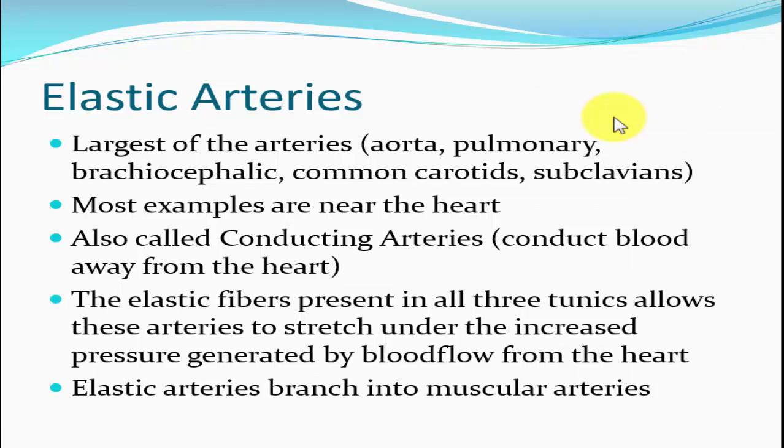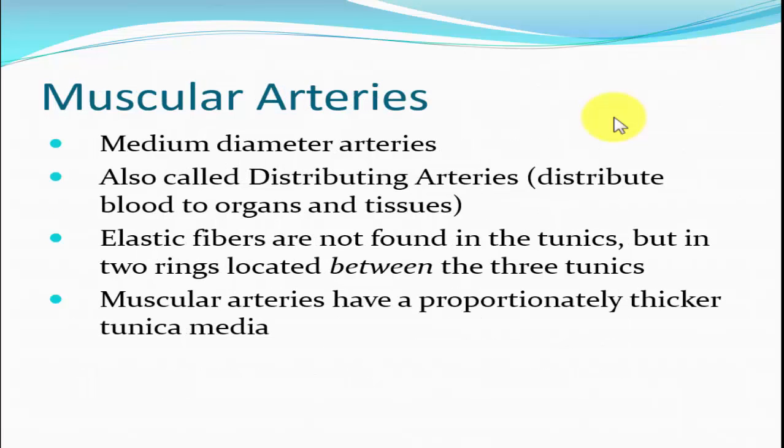areas. These elastic fibers present in all three tunics allow these arteries to stretch under increased pressure generated by blood flow. So elastic arteries are going to be very pliable, if you will. They're going to also branch into muscular. So arteries from the heart go to elastic arteries and then branch into muscular. Muscular arteries are medium diameter, and they're called the distributing arteries. So they're going to distribute blood to organs and tissues.